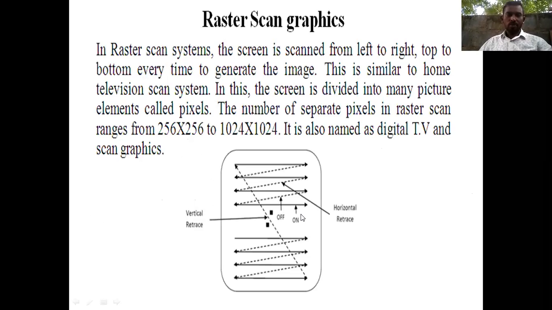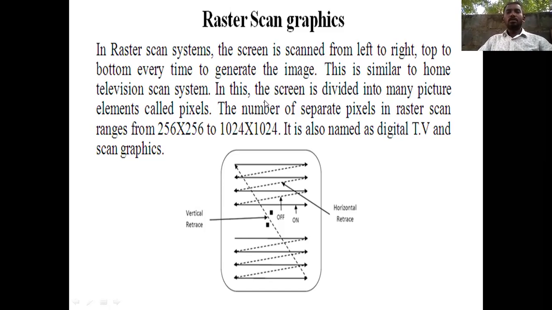Next is raster scan graphics. In the raster scan system, the screen is scanned from left to right, top to bottom every time to generate the image. This is similar to the home television. We are using the television. The television screen is the best example for a raster scan system.